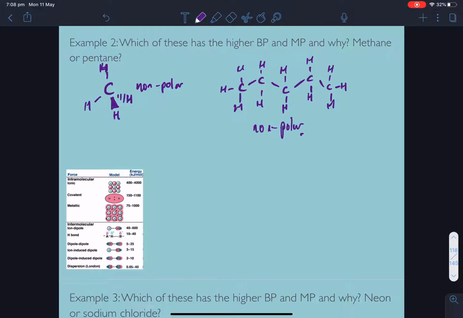Okay, so two molecules of methane are going to interact, and because they're two nonpolar molecules, the only option is dispersion. And because the two pentane molecules are attracting each other, still two nonpolars, it's still going to be dispersion.